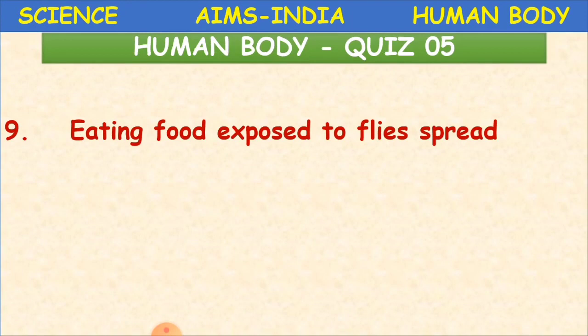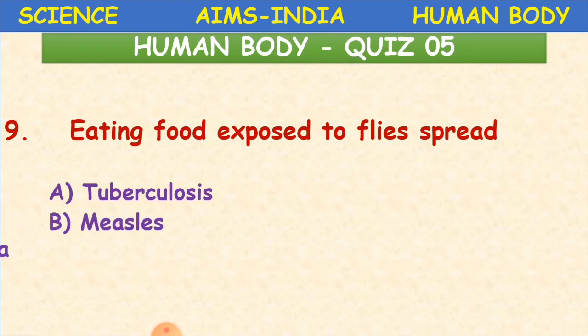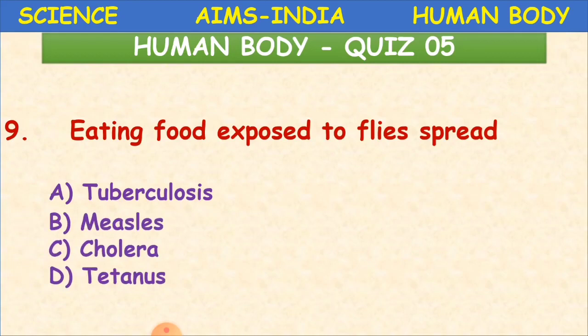Eating food exposed to flies spreads. Eating food exposed to flies, in the sense when it is uncovered, it is not covered and it is exposed to flies, house flies, mosquitoes and all are spread over the food, then this is going to cause tuberculosis, measles, cholera or tetanus. So what disease will we be getting? It is cholera. Okay, children, it is cholera. Clear?